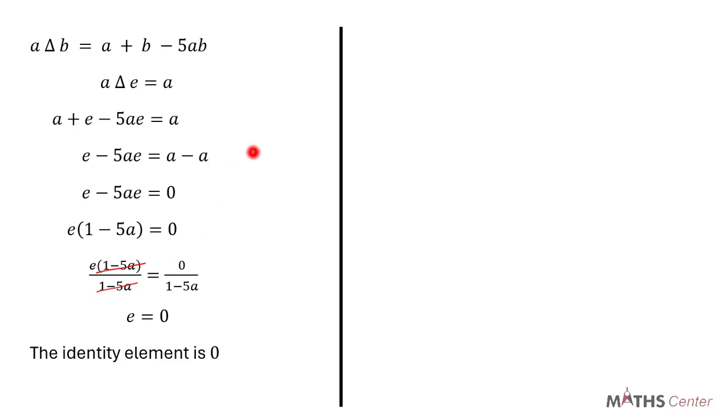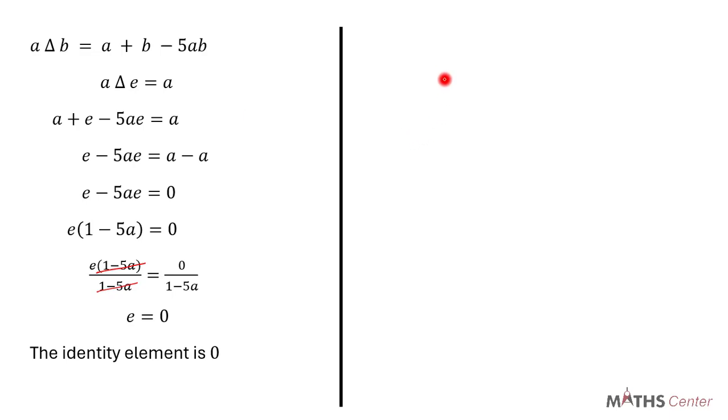Now the question says that we should find the inverse of negative 1 on 4. Now before we can find the inverse of negative 1 on 4, we have to get the inverse function for this particular binary operation. So we first have to find the inverse function. Then we will substitute negative 1 on 4 into the inverse function to get the inverse of negative 1 on 4. How do we get the inverse function?